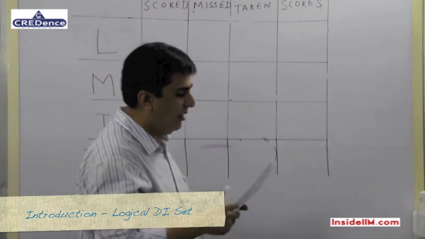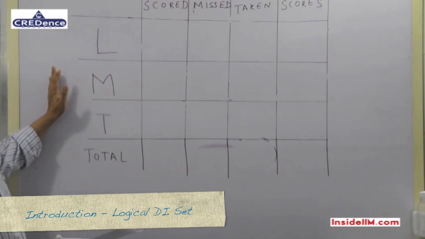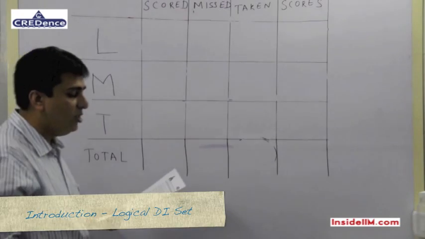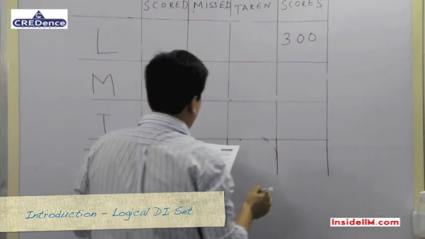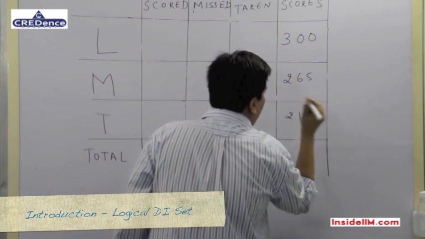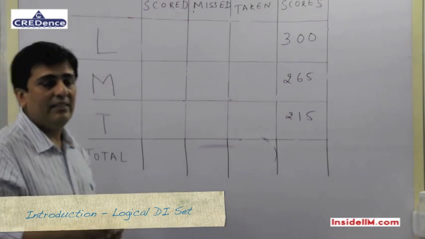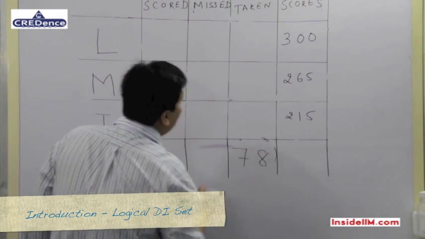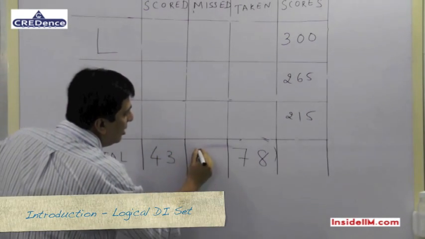The final scores were, and what I would have done in such a set was make a table of this sort and keep it so that I can start putting in all the information I need. Okay, the final score was Lampard has scored 300 points, Messi has scored 265 points and Tevez has scored 215 points. The other information given in the set is that the total number of shots taken was 78, out of which 43 were scored and 35 were missed.